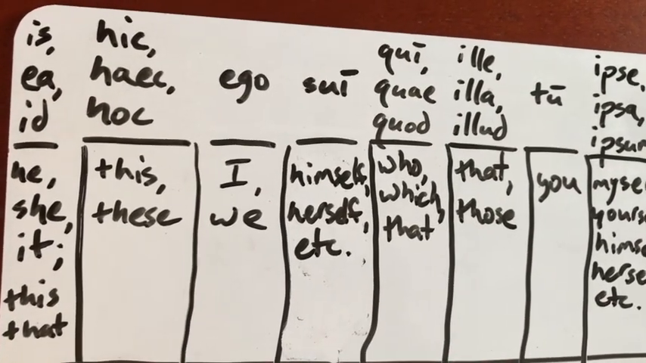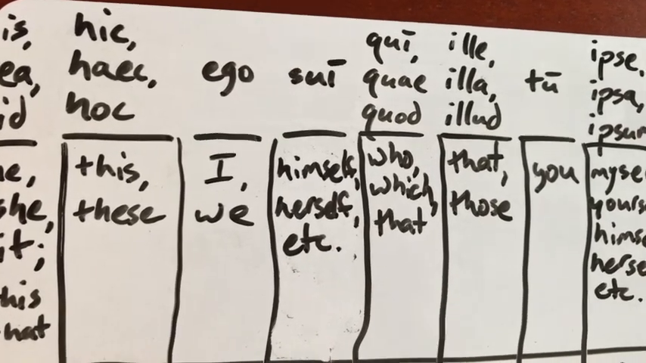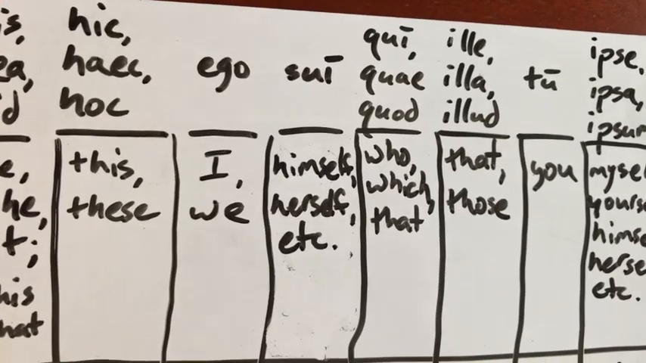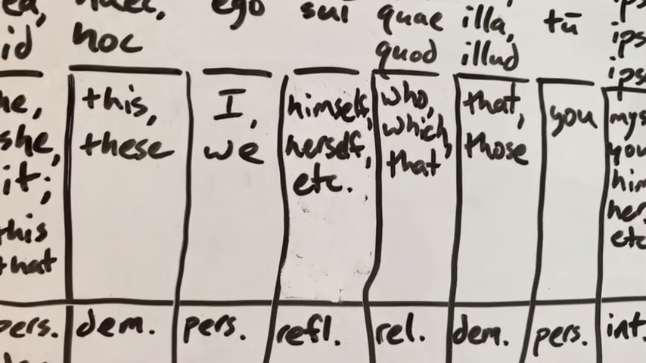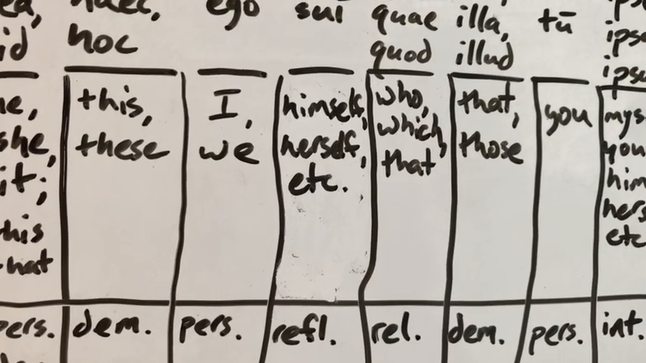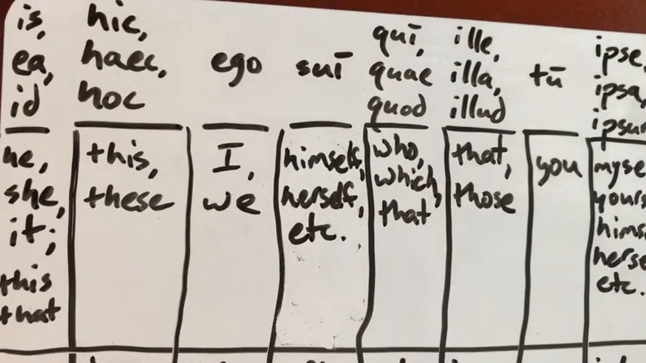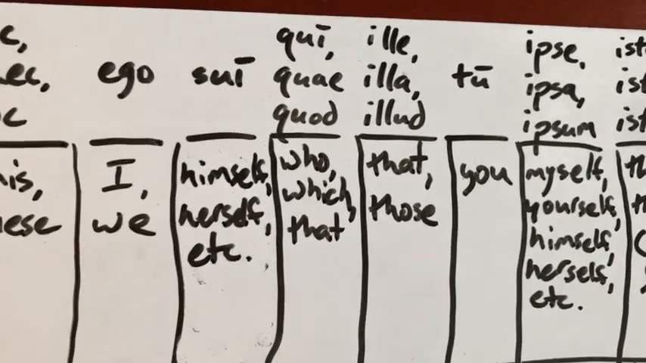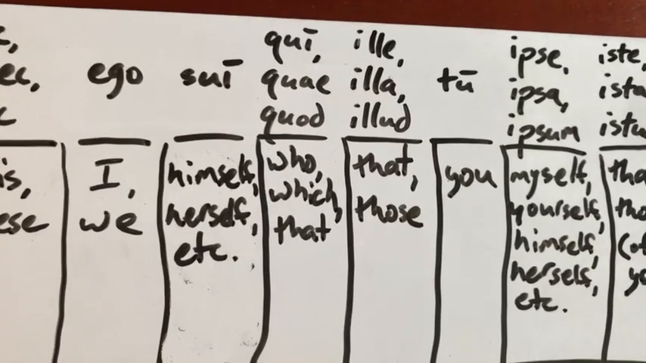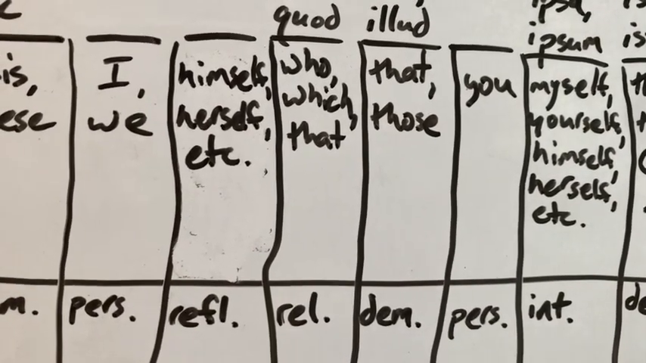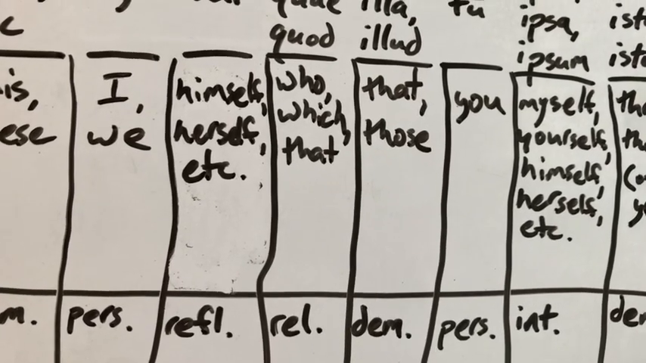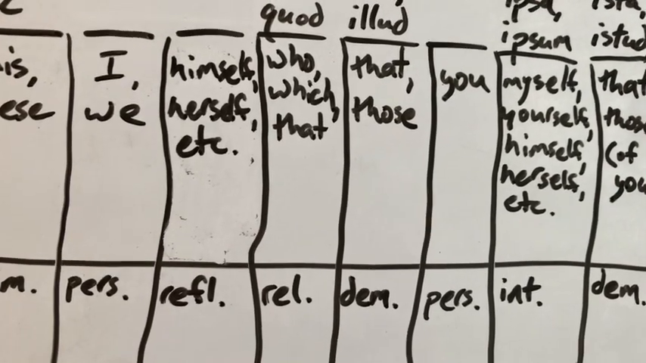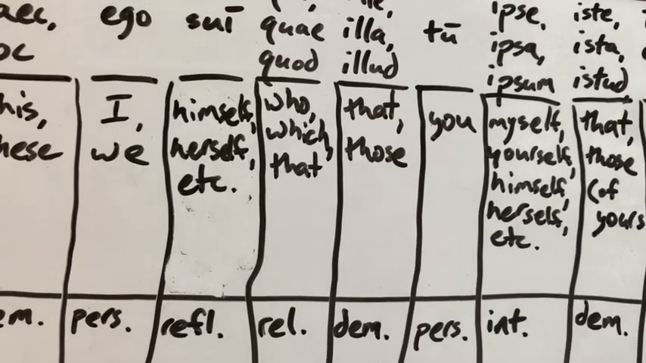All right, next we've got sui. This is the sui sibi sese. This is going to be like himself, herself, itself, themselves. And this one is what's called a reflexive pronoun. So reflexive means it's going to point back to your subject. Okay, next we got qui quae quod, which is our new one. Who, which, and that. All right, and this is what's called a relative pronoun. Relative pronouns, remember, are going to introduce relative clauses, which function like big adjectives.